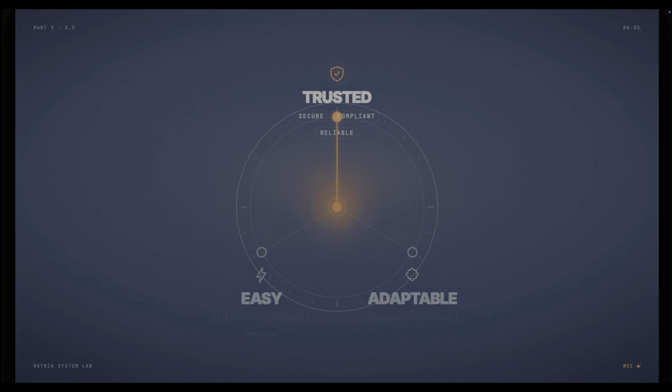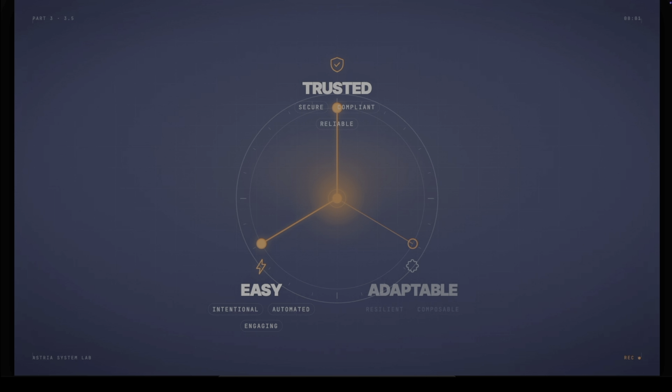Trusted, does your solution protect the business and its stakeholders? Secure, compliant, reliable. Easy, does it deliver value fast, intentional, automated, engaging? Adaptable, does it evolve with the business? Resilient, composable?